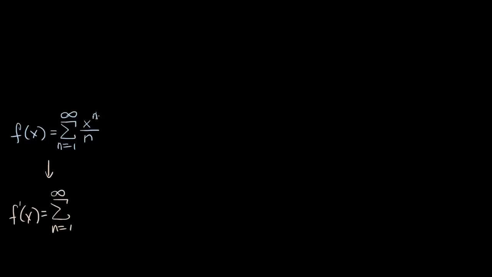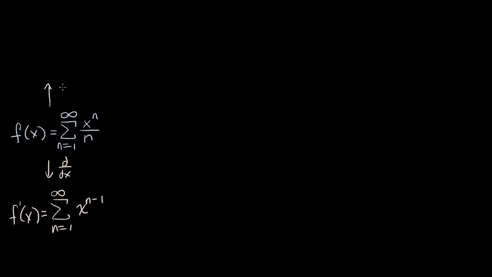And let's see, the derivative of x to the n is n times x to the n minus 1. So I could write this as n times x to the n minus 1, all of that over n. And these n's will cancel out. So this is just going to be x to the n minus 1. So this is taking the derivative with respect to x.